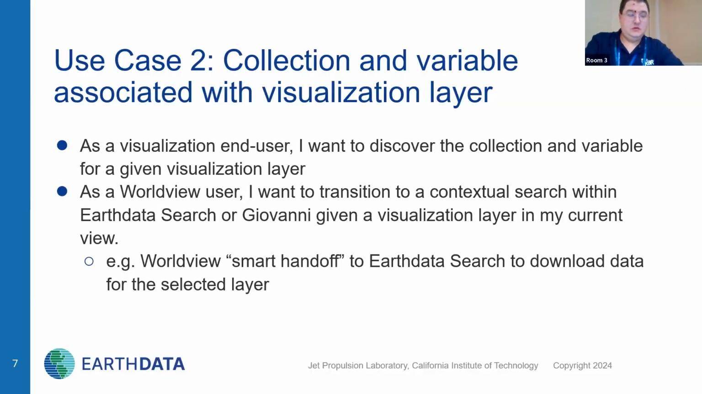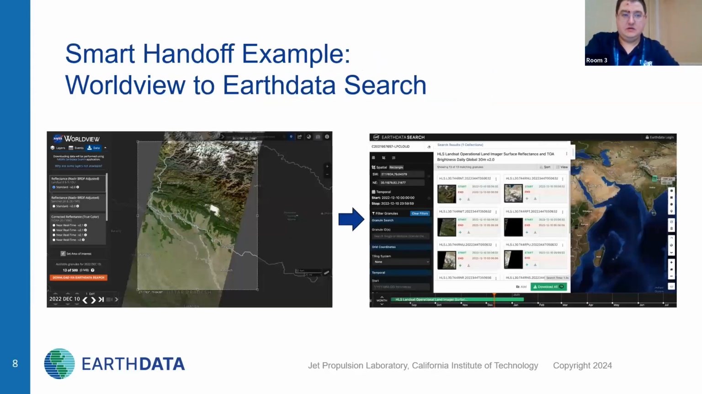And use case 2 is the opposite of the first use case. Say a user already sees a layer, how can they find out what the original collection or variable is that was used to generate this visualization layer. And next slide, please. This is a visual capture for that use case.